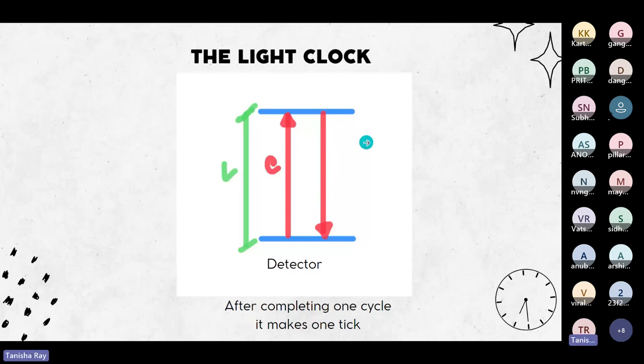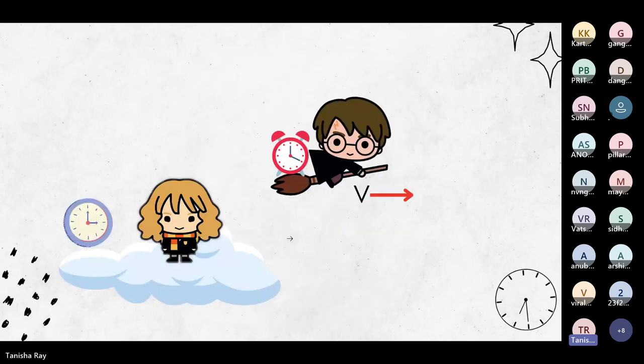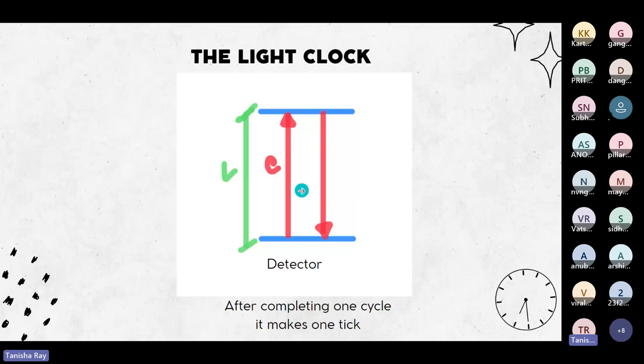Here we have, I've not shown it here, but somewhere here there is a source which is giving out these light rays. Now these light rays come out of the source, move to this upper reflector, get reflected, and then return back to this detector.